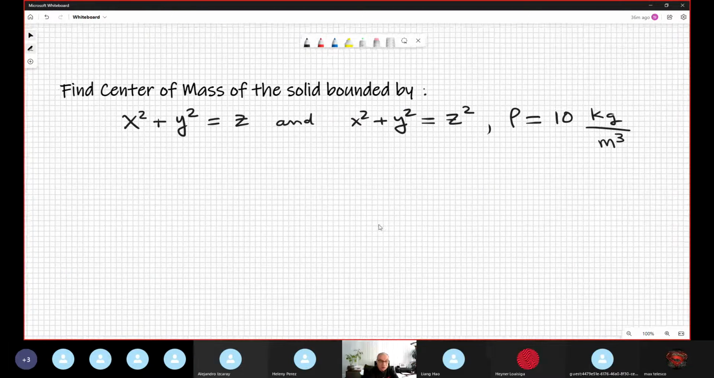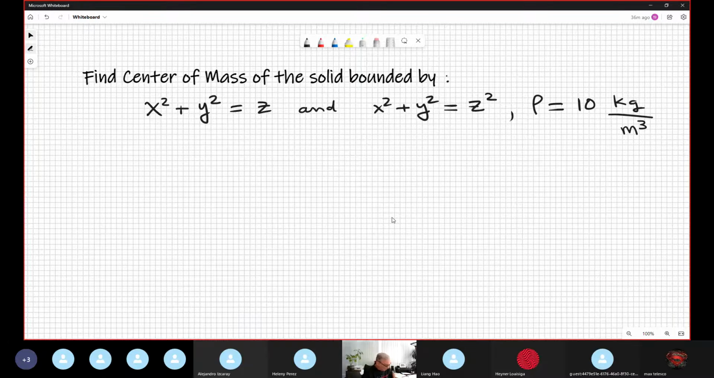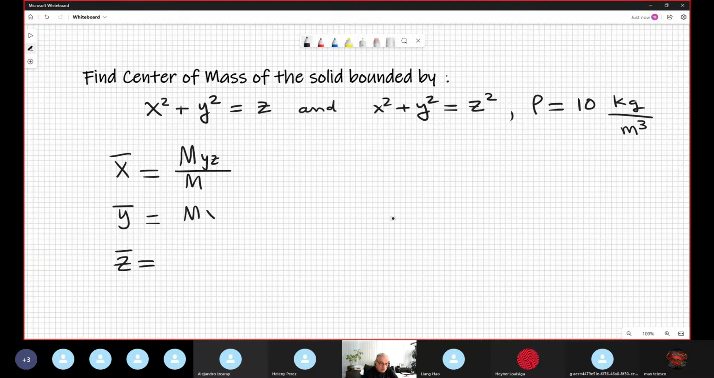Entonces, the famous center of mass. Let me recall quickly the formulas. The formula for the center of mass x̄, ȳ, and z̄ is the division of one quantity that is called moment: moment yz divided by the mass, moment xz divided by the mass, and moment xy divided by the mass.